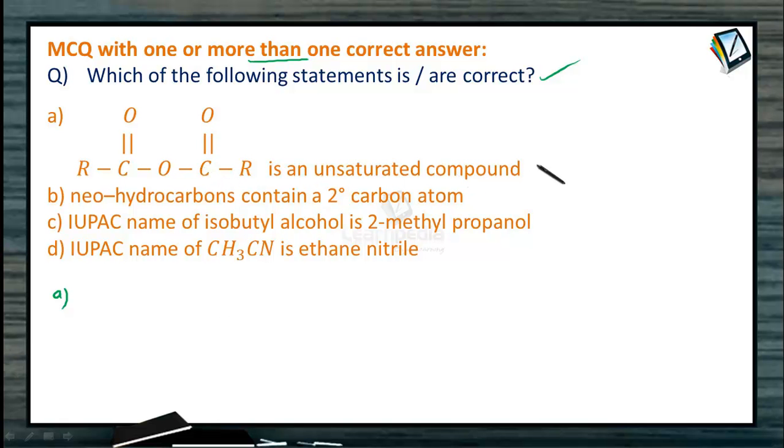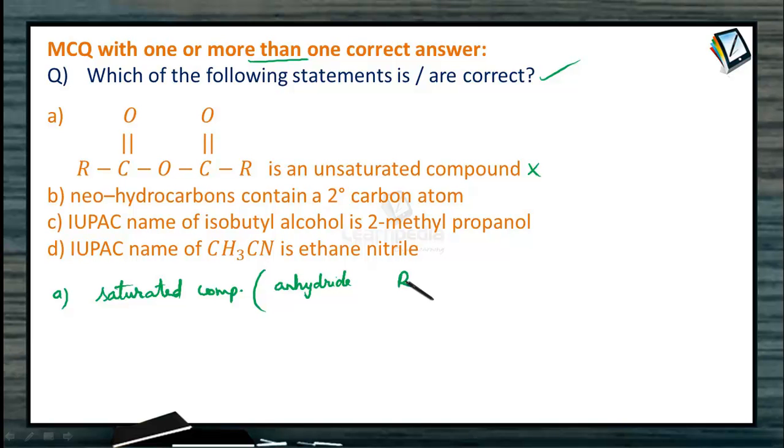The option A, which is given as RC double bond O C double bond OR, is an unsaturated compound. This is definitely a wrong statement, because this particular compound is a saturated compound. Why is it like this? Because this is nothing but the anhydride of an acid.